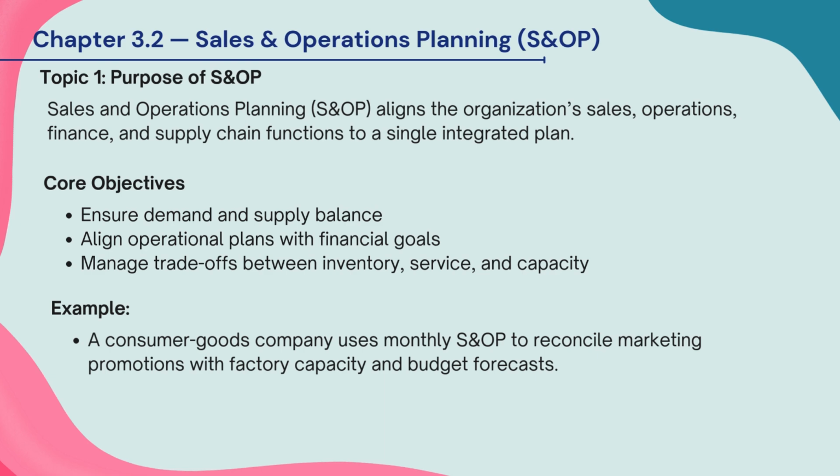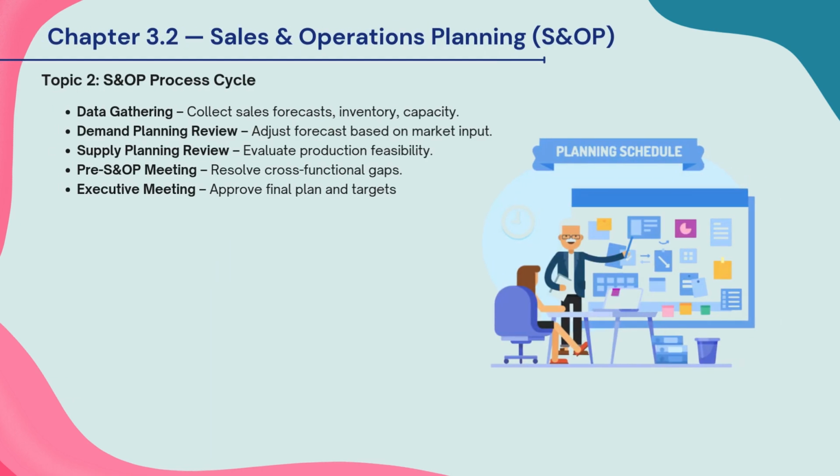The example shows how companies use monthly S&OP meetings to align marketing promotions with factory capacity and budget forecasts. This slide explains the S&OP process cycle. The cycle starts with data gathering, collecting sales forecasts, inventory levels, and capacity data. Next, the demand review adjusts forecasts based on market insights, and the supply review checks production feasibility. In the pre-S&OP meeting, cross-functional issues are discussed and aligned. Finally, the executive meeting approves the integrated plan and sets final targets.